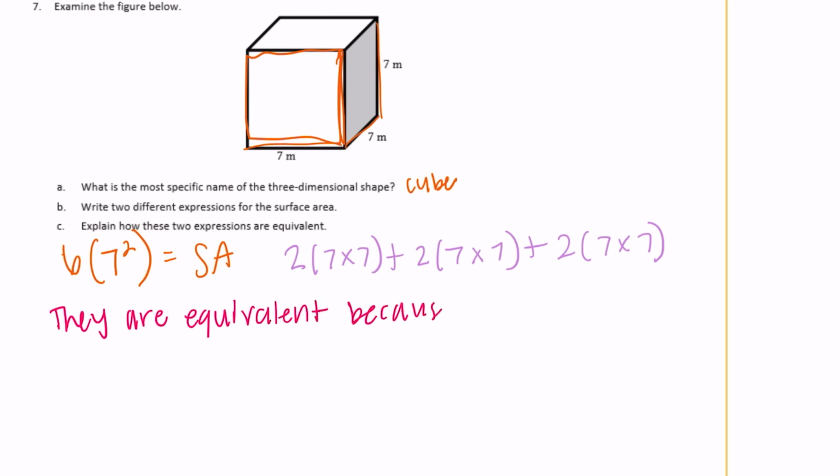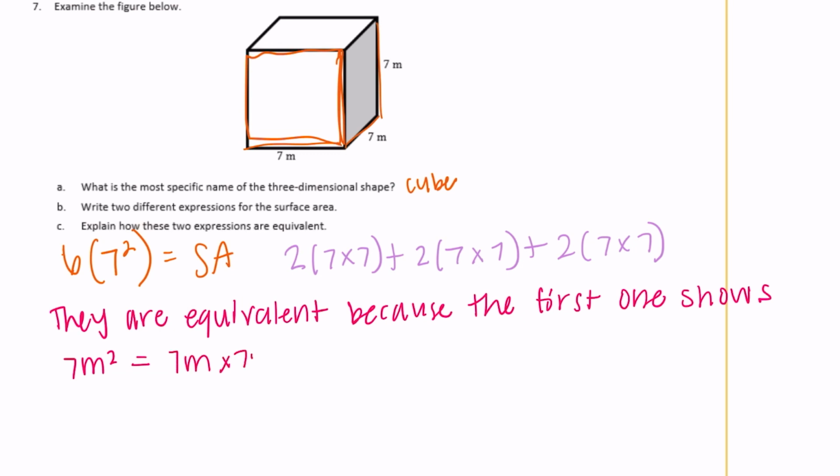because the first one shows 7 meters times 7 meters, or shows 7 meters squared, which is equal to 7 meters times 7 meters. So these 2 pieces are equal.